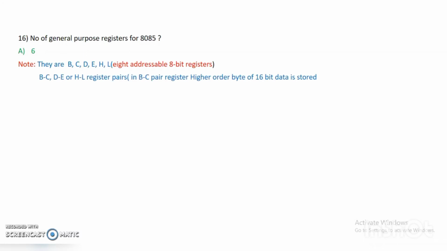Bit number 16. Number of general purpose registers of 8085. Basically I have told you there are 8 registers in the 8085. Out of these 8 registers, 6 can be used as general purpose registers. They are B, C, D, E, H and L. As I told you earlier, some of them can be used as a pair, as 16-bit registers, like BC, HL and so on.